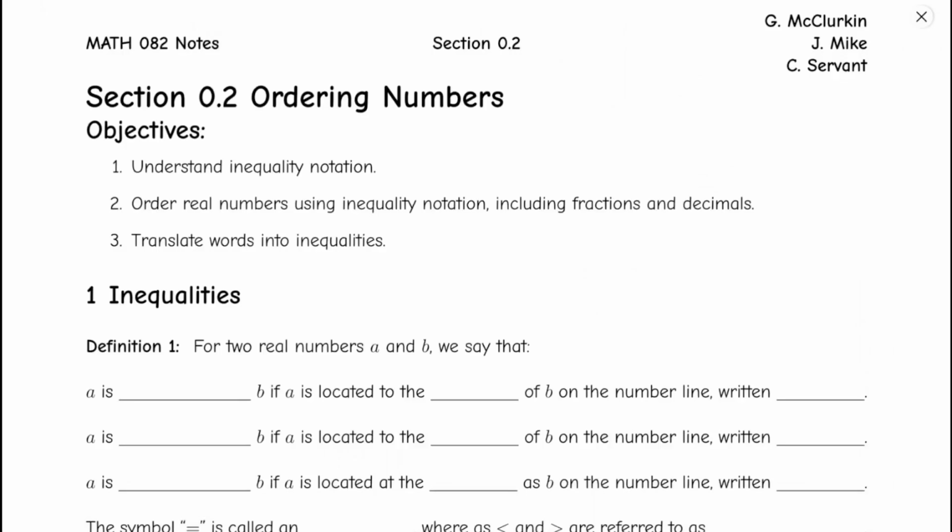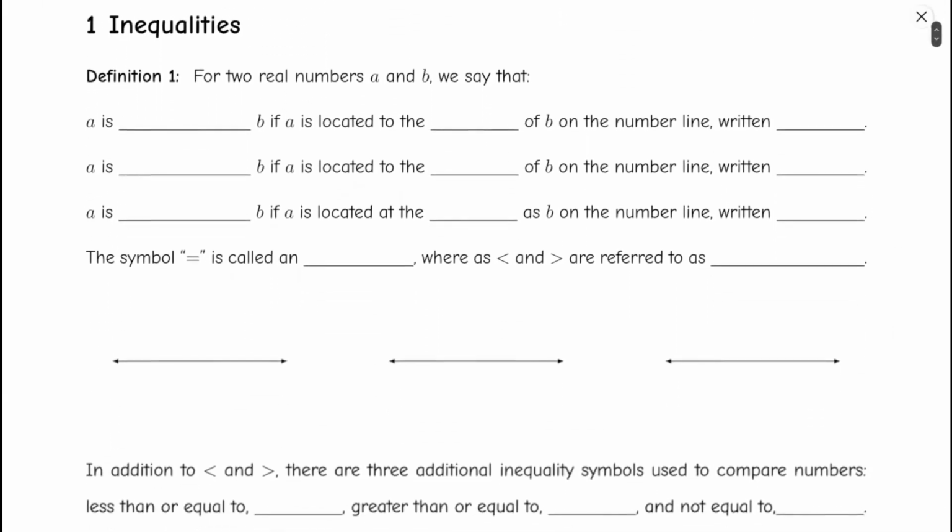Well, today we will be doing part 1 of section 0.2, Ordering Numbers. The objectives of this section are to understand inequality notation, order real numbers using inequality notation, including fractions and decimals, translate words into inequalities.